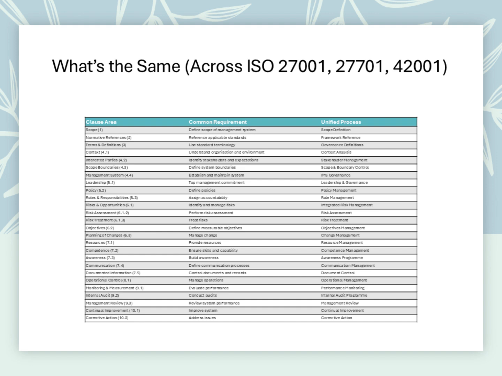The same applies to support functions such as resources, competence, awareness, communication, and documented information. Operational control, performance monitoring, internal audits, management review, and continual improvement are also aligned. What this means is that the foundation of the system is shared. And that's what enables integration, because these processes only need to be designed once and can then be applied across security, privacy, and AI.